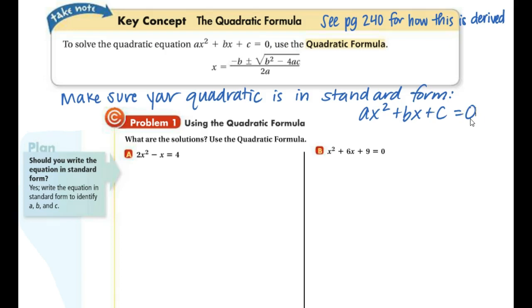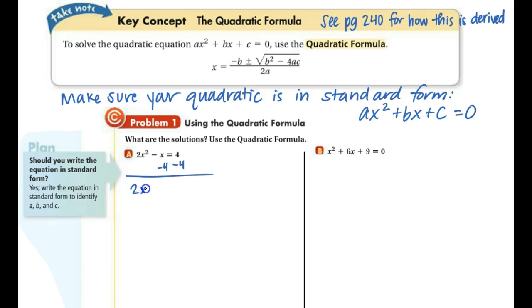So let's take a look at example 1, part A. We're given the quadratic 2x squared minus x equals 4. We need to find the solutions using the quadratic formula. You may have noticed that there is not a 0 on the right side, so it's currently not in standard form. So what we want to do is subtract 4 from both sides so that we do get a 0 on the right side.